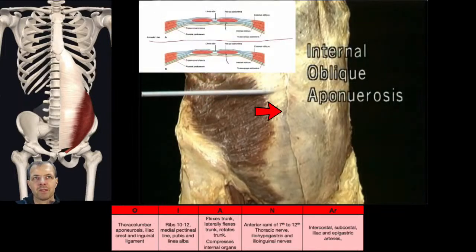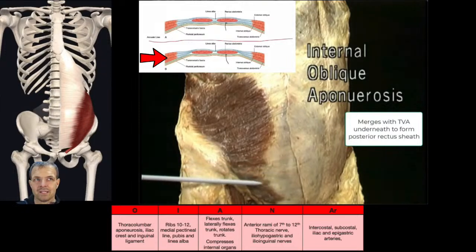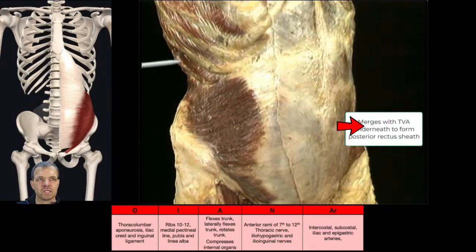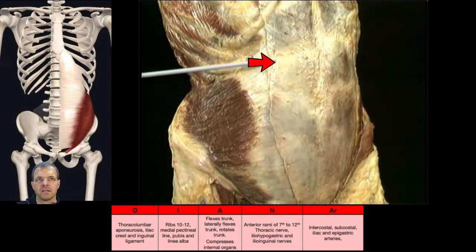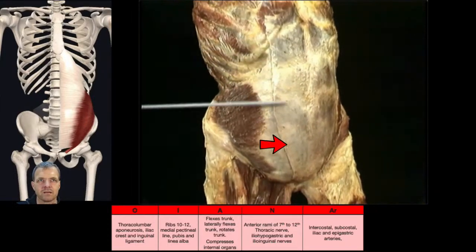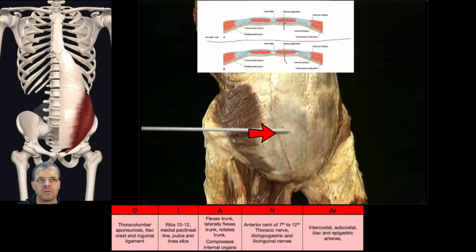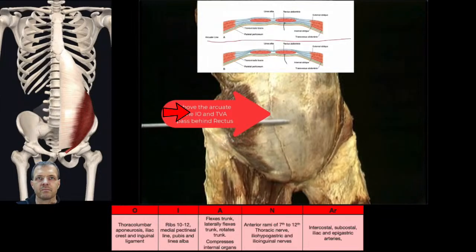And then we've got the aponeurosis, so the flat tendon. So we're back to this picture again. This is the middle layer this time. And it merges with the transverse abdominis underneath to form the posterior sheath. And that cut edge there is the external oblique that's been cut just there. Okay, so above the arcuate line, the internal oblique and the transverse abdominis pass behind the rectus abdominis muscles, but then below it, they pass in front.